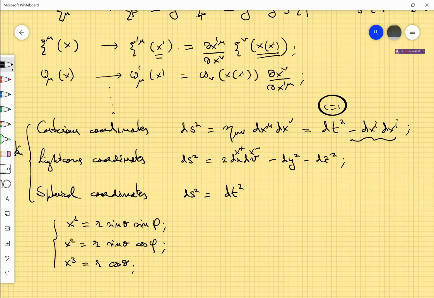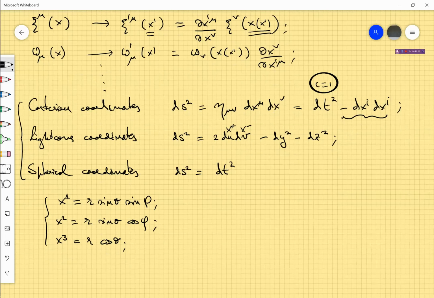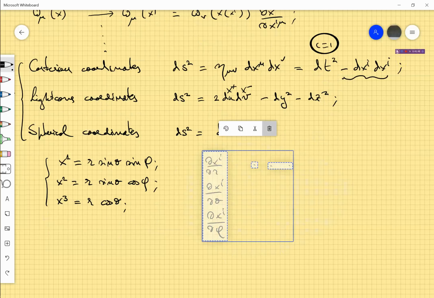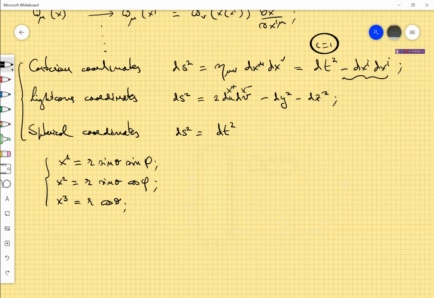Okay, so how do I change from dxi to dr, d theta, and d phi? I could compute this Jacobian matrix with all the dxi's and then dr, dxi, d theta, dxi, d phi, and so on. I would have to multiply the metric two times by this inverse Jacobian matrix, so this is too complicated. Instead of this, I just apply the chain rule. So how do I do it? I just differentiate here.